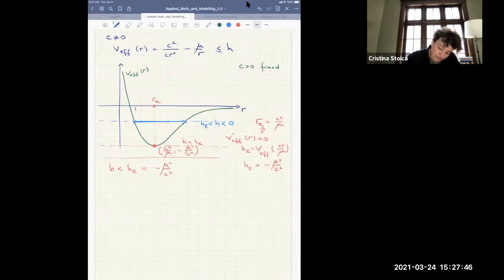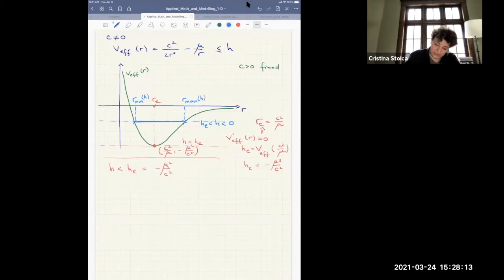So I will have some allowed range. I will have an R min and an R max, and these values depend on H, because if H is lower, these guys will shrink the interval. If H is bigger, it will open the interval more. So I'll call them R min of H and R max of H, as they depend on H.